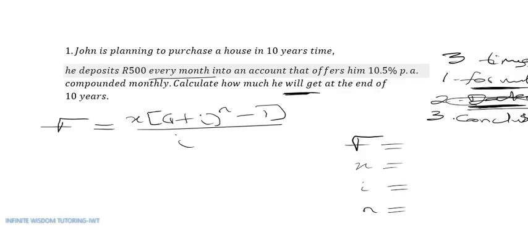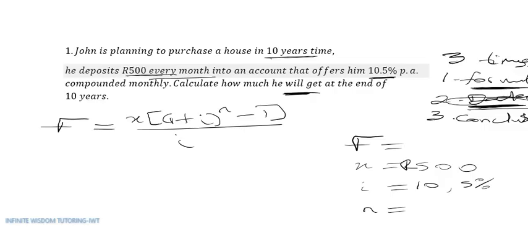They say John is planning to purchase a house in 10 years time. 10 years. He deposits 500 every month. That means the constant amount is 500. And into an account that offers him 10.5%. So we are dealing with 10.5%.